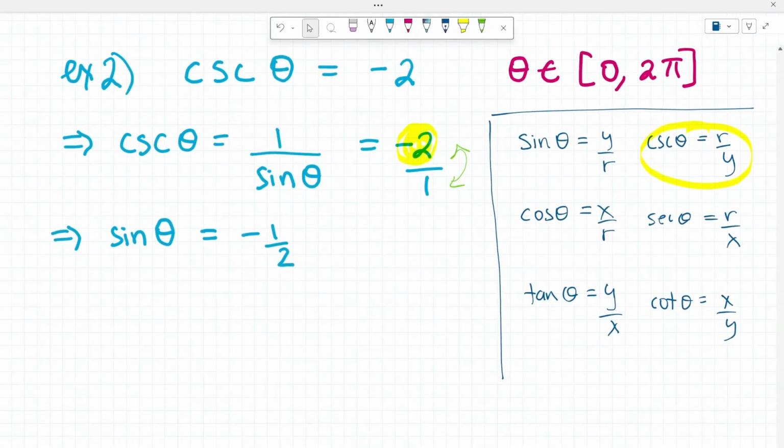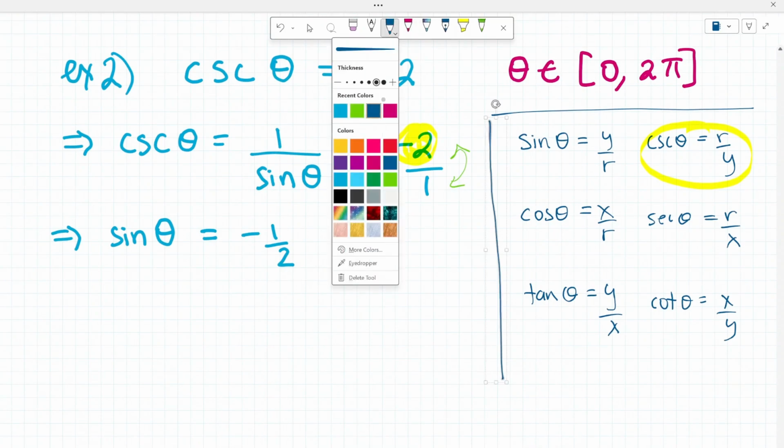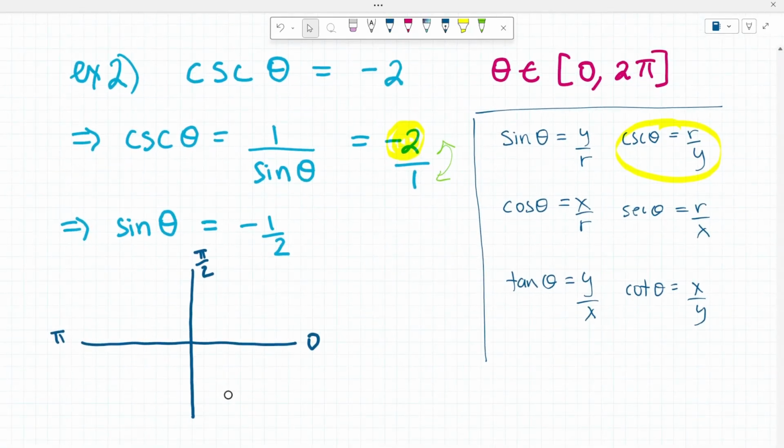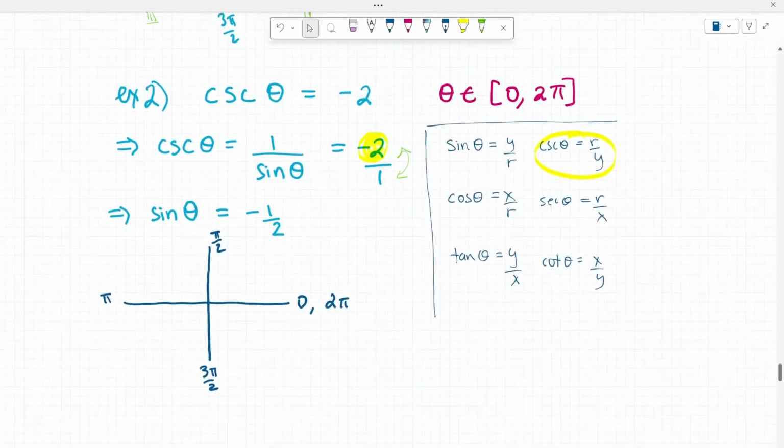So now that we have this, we have to go ahead and put this on our unit circle to help us determine what angles we have. So the problem states that our domain is going from 0 to 2 pi. So let's write this out. We've got 0, pi over 2, pi, and then on our bottom we've got 3 pi over 2, and then we finish the circle back at 2 pi right over there.